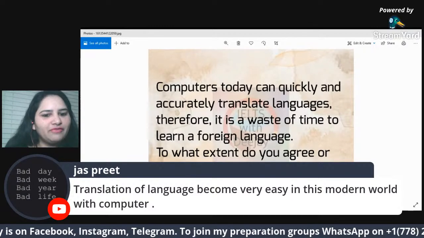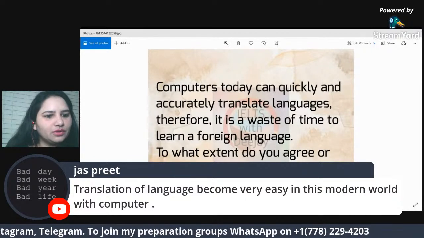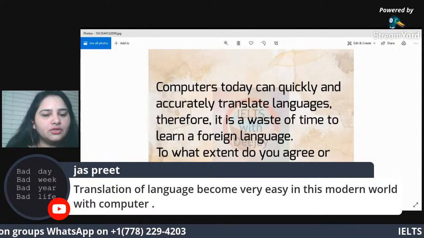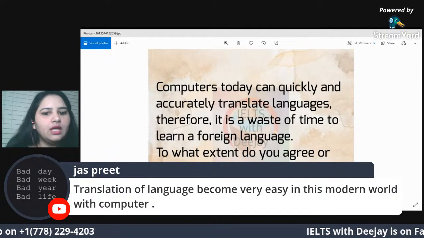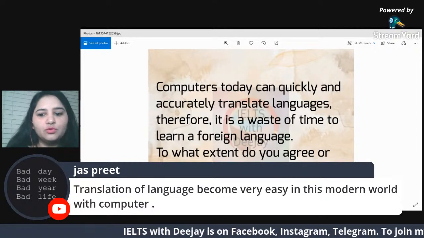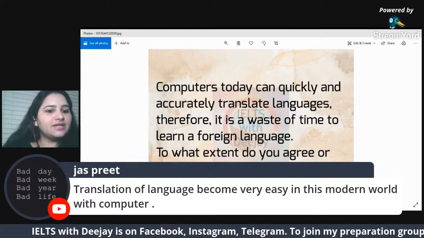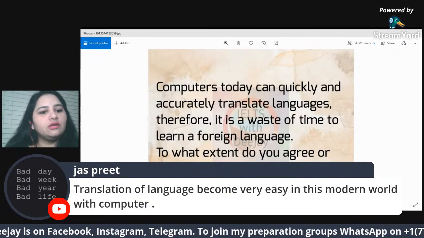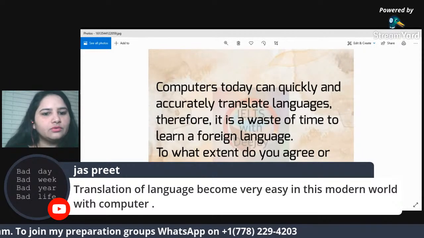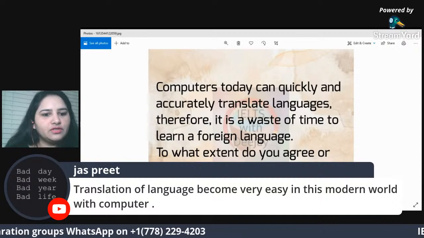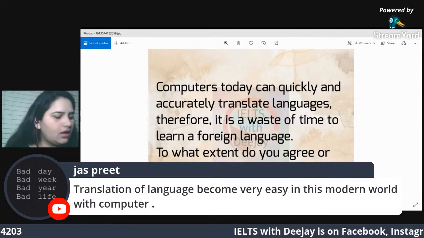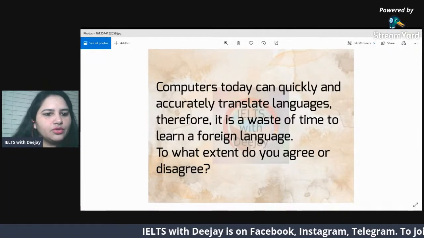Translation of language become very easy in this modern world with computer. This is fine, but you have to add the other things as well, like computers today can quickly and accurately. Do not miss out anything because Pooja didn't miss out. She has written everything. Like quickly and accurately, she gave the synonyms for that. Try to write that way. That is a good way to do. And it is a wastage of time. You have to add that one as well. Otherwise, a good one. No issue at all.